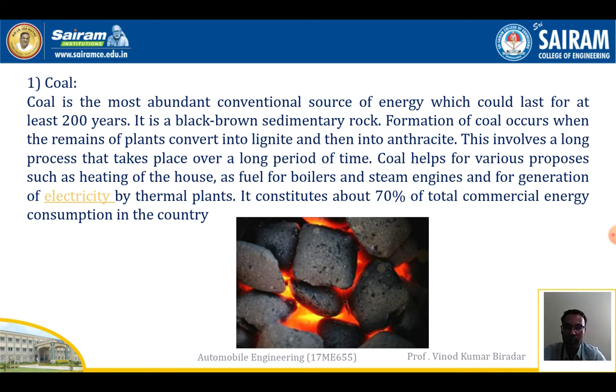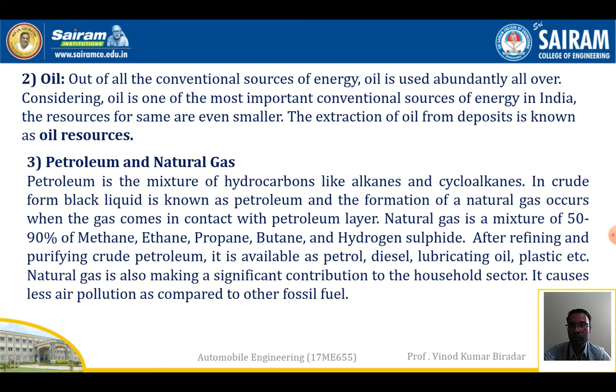So this coal is used to generate power, and we have been using this coal for the last 200 years, okay. The second example is oil. Out of all the conventional sources of energy, oil is used abundantly in vehicles, okay. Oil is one of the most important conventional sources of energy in India, okay.